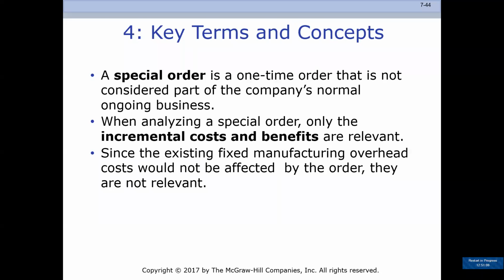So a special order is a one-time order that is not considered part of the company's normal ongoing business, like people want to buy stuff from Kansas. When analyzing a special order, only the incremental costs and benefits are relevant. Or, in your economics class, I would say the marginal revenue versus marginal cost, right? Since the existing fixed manufacturing overhead cost would not be affected by the order, they are not relevant for purposes of determining whether you should say yes or no to this offer.